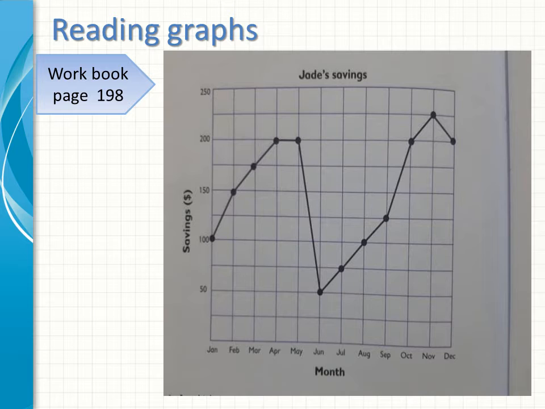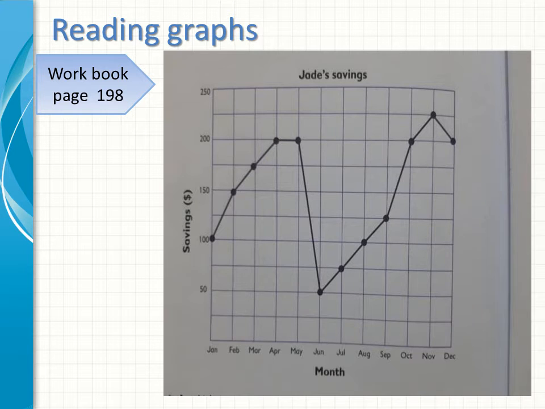The mode of Jade's money is $200, which she has in 4 of the months. Which are the months? Now, remember we spoke about the mode in the previous slide as the number that occurred most frequently, or the number that occurred the most. Now, it says the mode is $200.